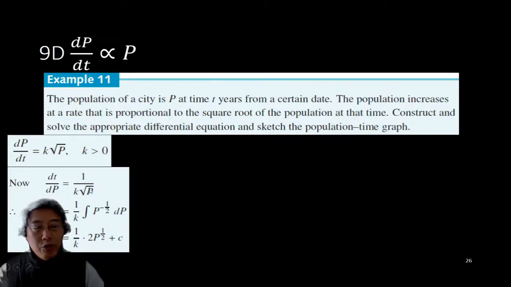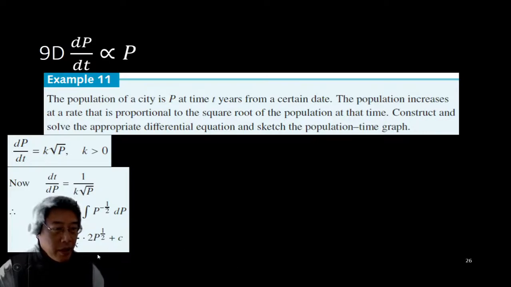The 1 over root p is a polynomial to the power of negative 1 over 2. You write it as a negative power and you anti-differentiate. So that gives you a rule for t in terms of p. Now, as you want to sketch the population versus time, you need to rearrange that as a rule with p being the subject.